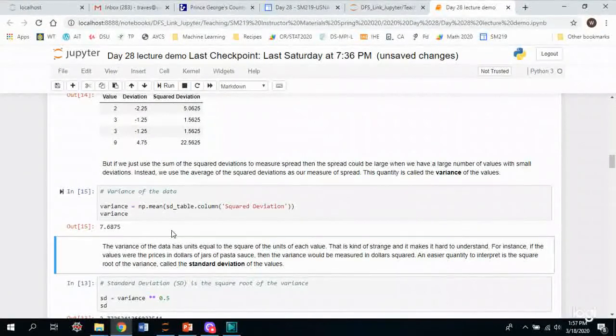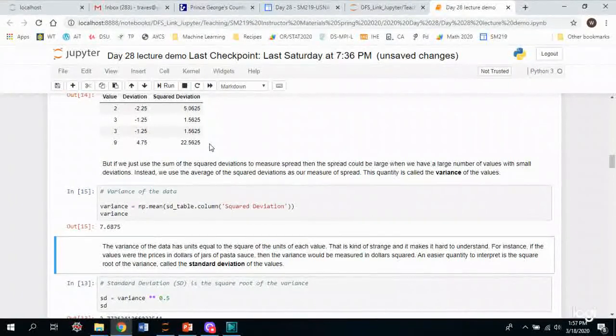The units for variance are a bit odd. If the units for our values were in weeks, then the units for the deviations would also be in weeks, and the units for the squared deviations would be in weeks squared. And that means that the variance, which is the mean of these squared deviations, would have units of weeks squared as well. That's a bit unfortunate. It's hard to interpret what that number would mean.